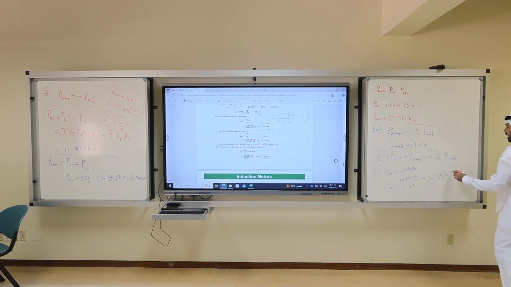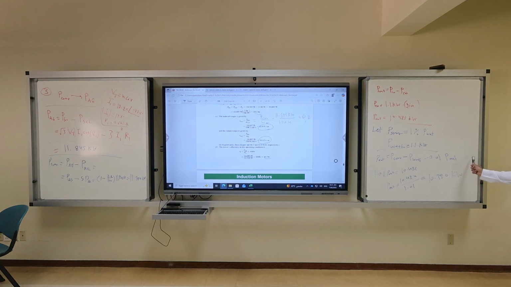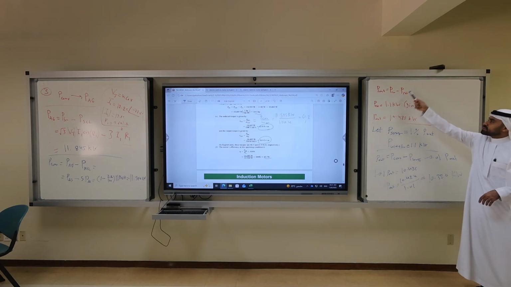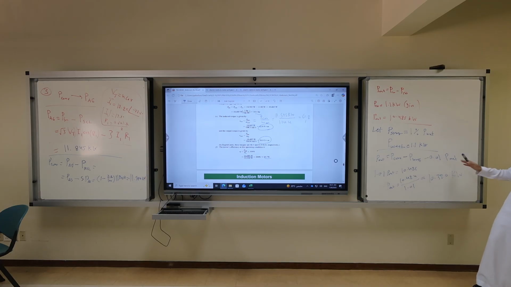Sometimes in the literature they tell you the stray losses as a percentage of the P output, so you have to solve this equation. Same for example 4. Clear? That's one of the tricks. Assume the windage and friction to be 5% of P converted. You will say P converted minus 5% of P converted minus, let's say, 1% of P out.